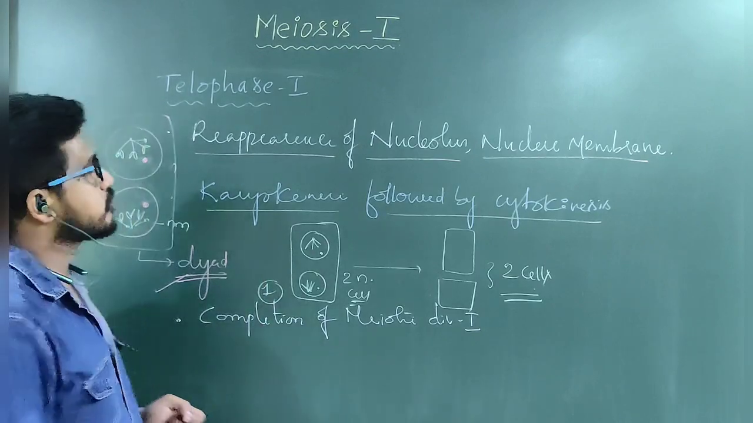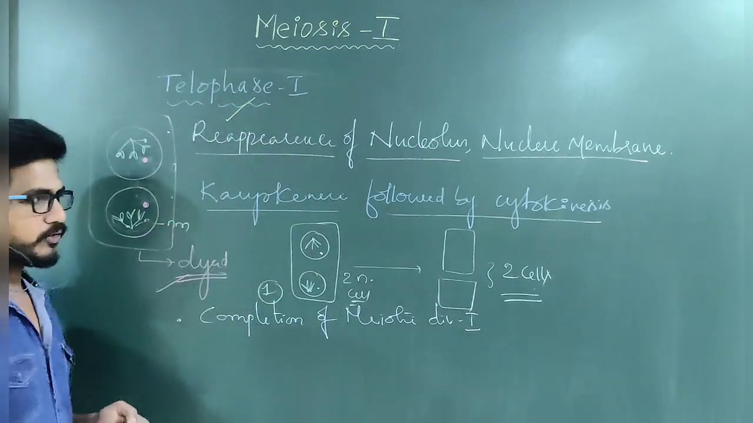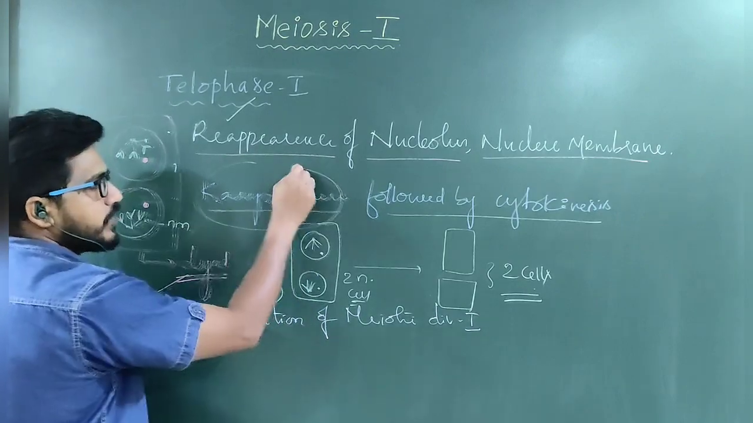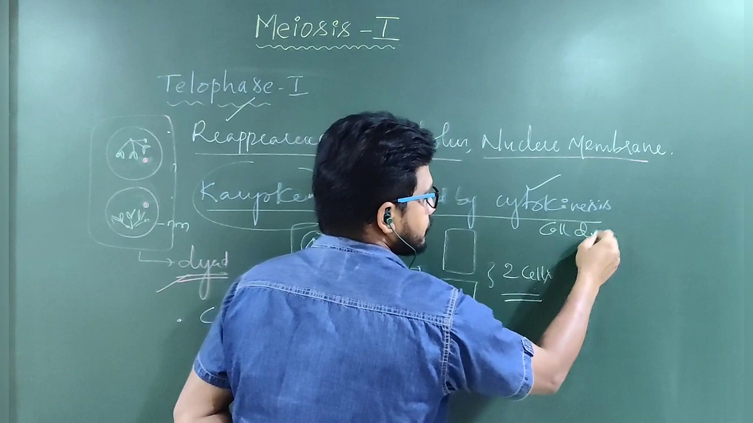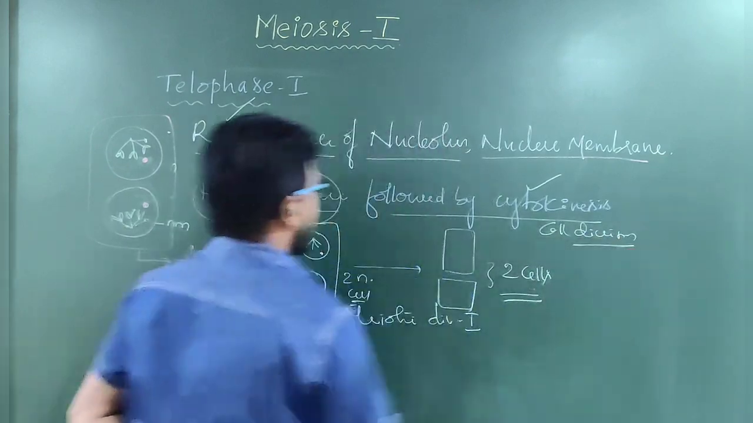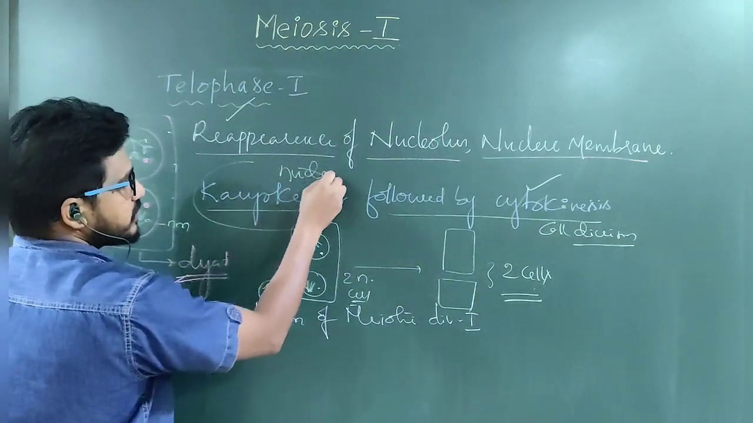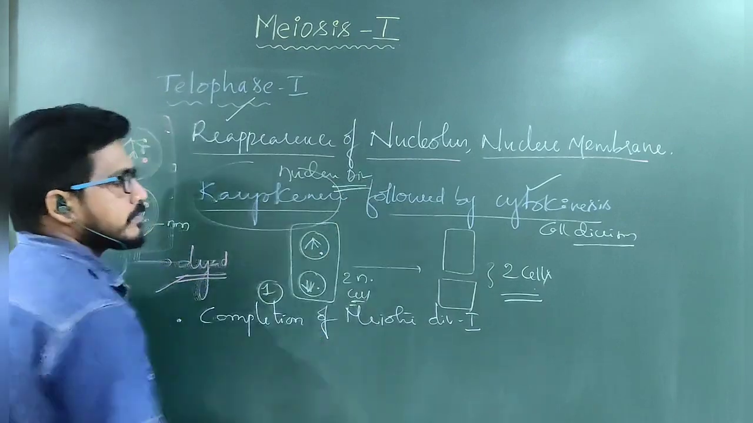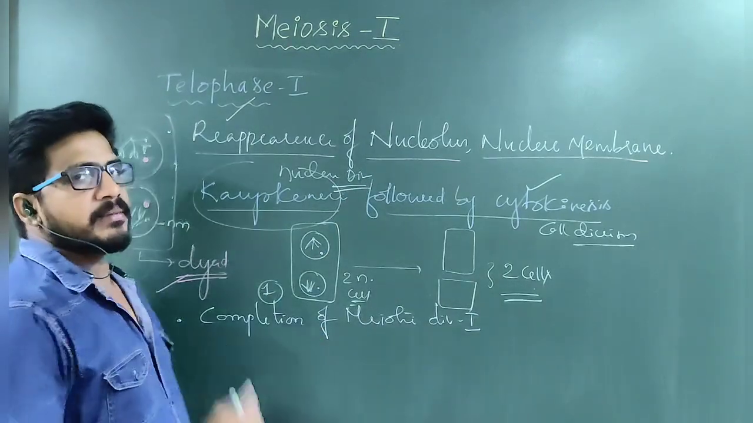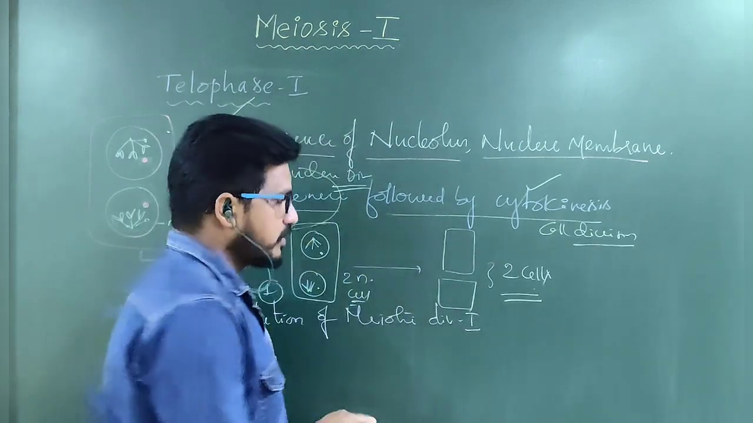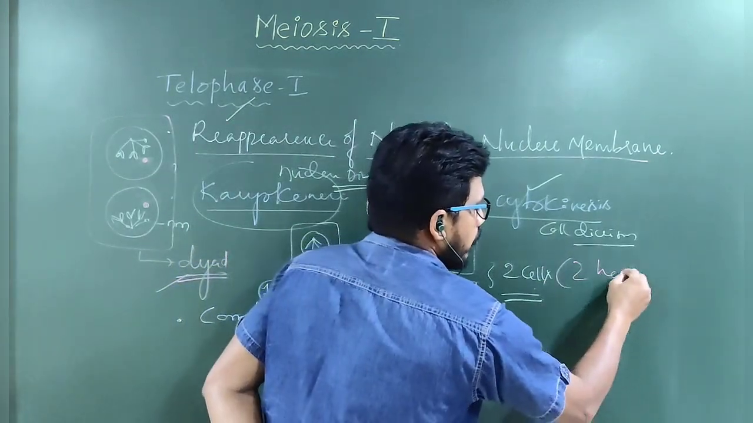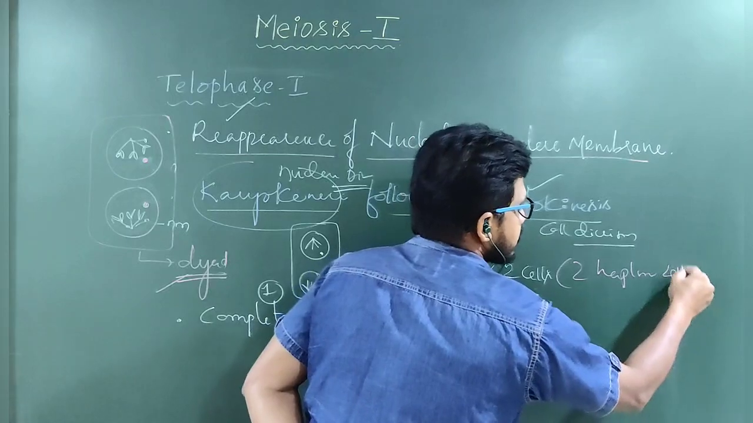Then this step is called telophase. Telophase means karyokinesis followed by cytokinesis. Cytokinesis means cell division. Karyokinesis means nucleus division. After that, we can say meiosis 1 is completed. Meiosis 1 results in two haploid cells.